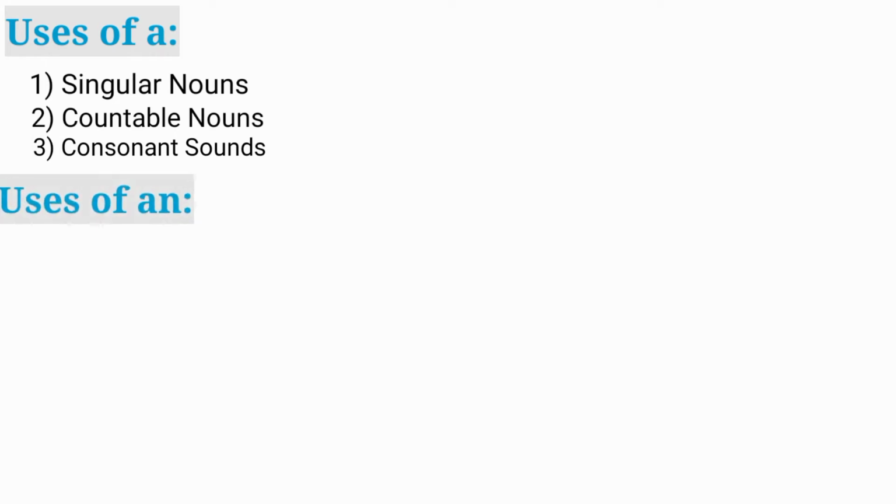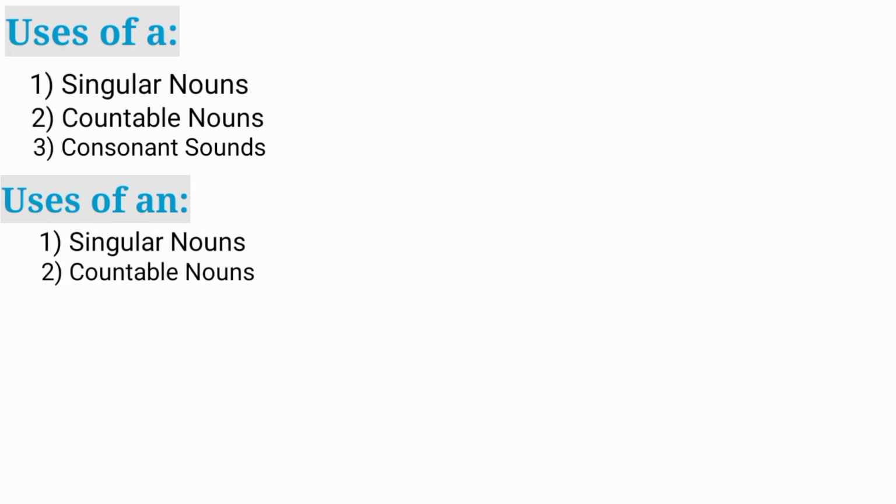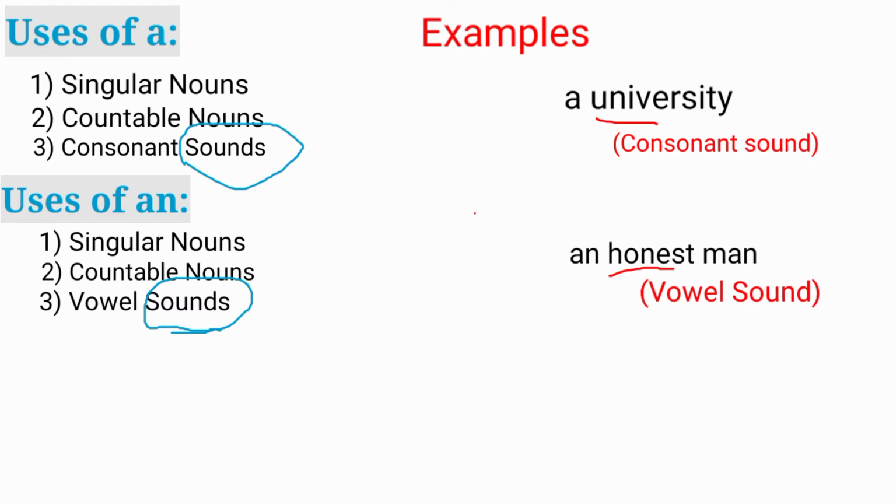And now let's move to the uses of An. We use An with singular nouns. Number 2. We use An with countable nouns. Number 3. We use An with vowel sounds. So remember guys, when we put the word sound, it means we do not put An with those words which start with vowels. Rather we put An with those words which sound like a vowel.